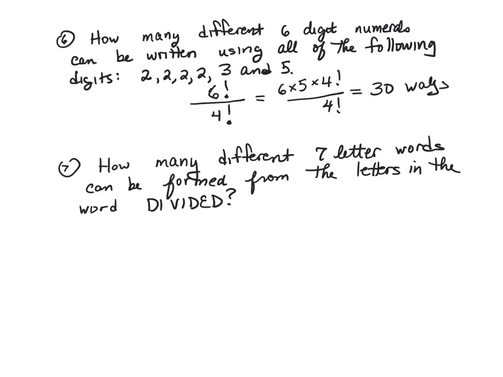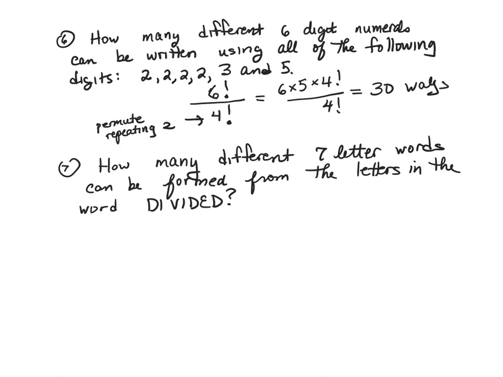So remember, 4 factorial is the number of ways to permute the repeating 2's, since there are 4 of them. So it's important to find the number of times something repeats.